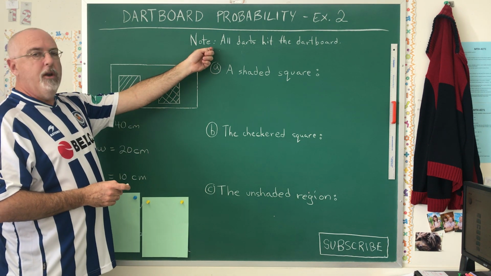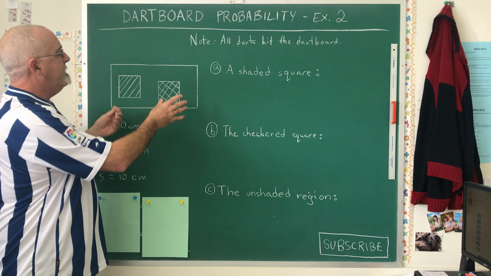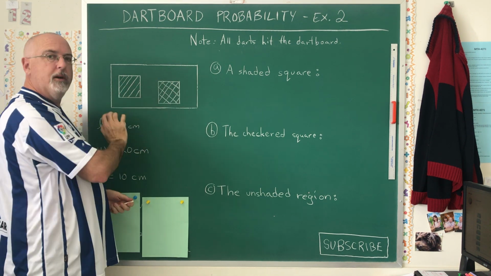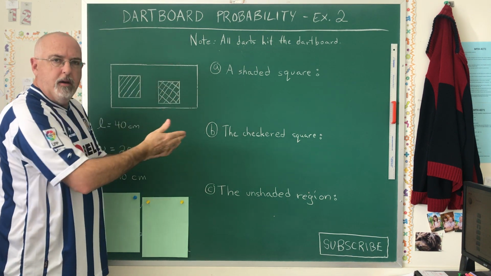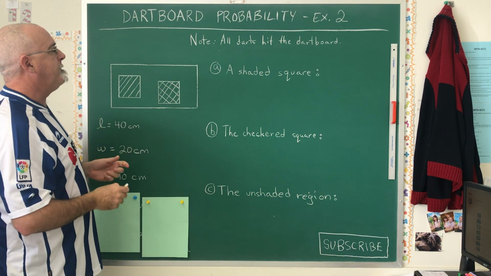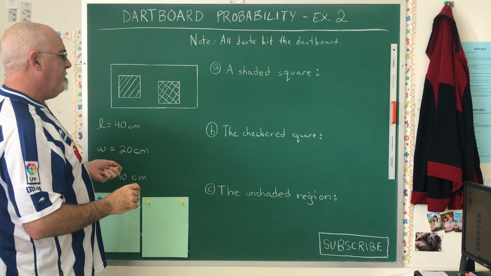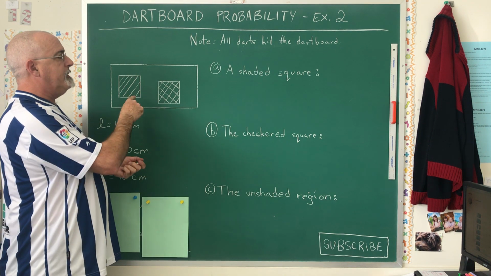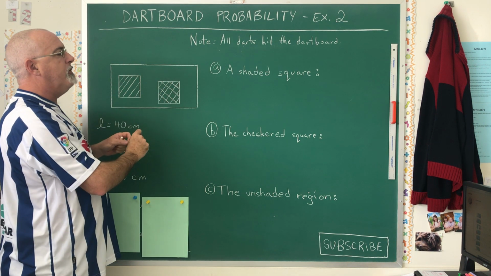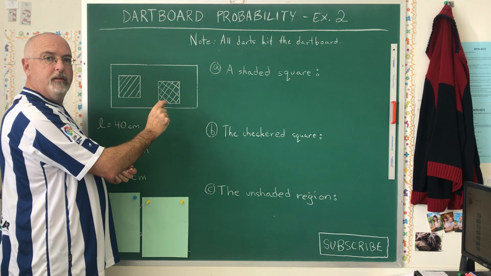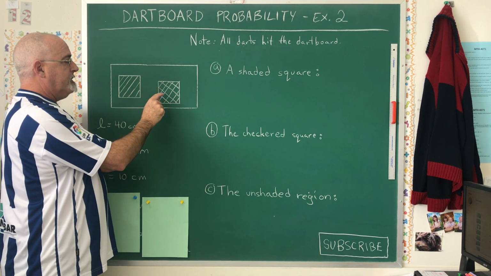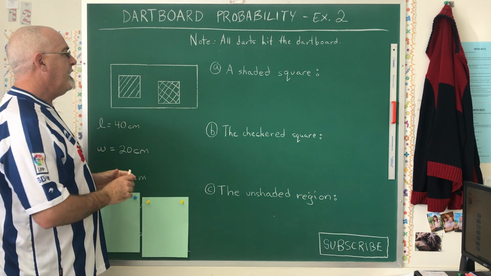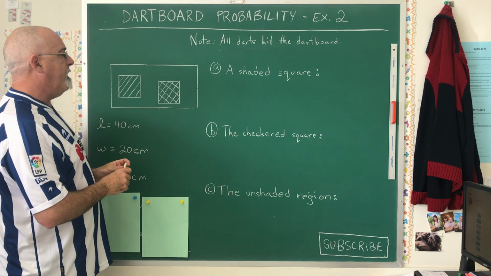As usual, we have the note, all darts hit the dartboard. Now this isn't a dartboard, it's just a rectangle with a couple of squares on it, but it works like the dartboard probability, and that's why I like to call it that. So, we are being asked, what is the probability that a dart thrown at this rectangular dartboard would hit a shaded square? There are two shaded squares, although they're shaded differently, but this question is just talking about a shaded square. So that's the first question we're going to find the answer to.